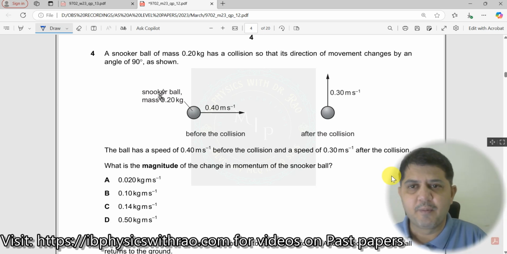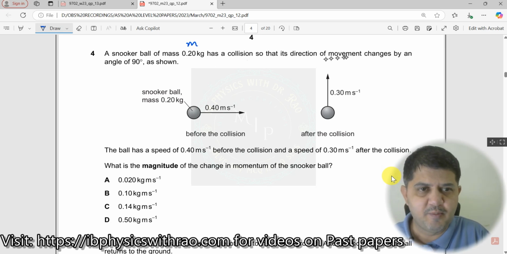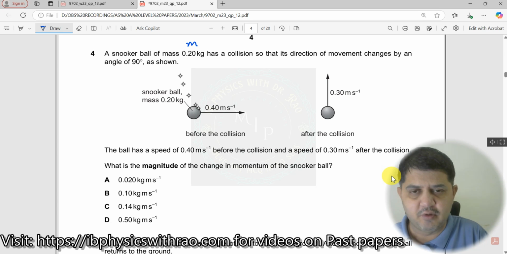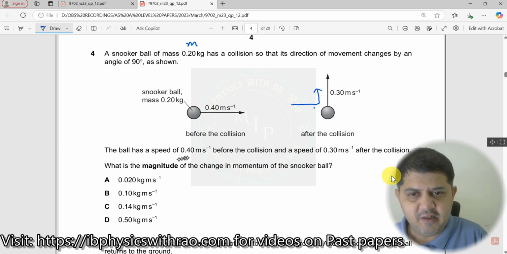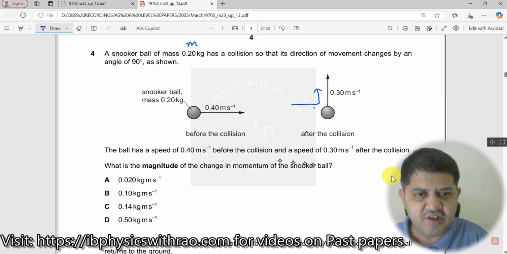Question number 4. A snooker ball of mass 0.02 kg has a collision so its direction of movement changes by an angle of 90 degrees as shown. Which means this ball is coming like this, and after collision it is going like this, taking a right angle turn here. The ball has a speed of 0.4 meter per second before the collision, and a speed of 0.3 meter per second after. Okay, speeds are given over here.